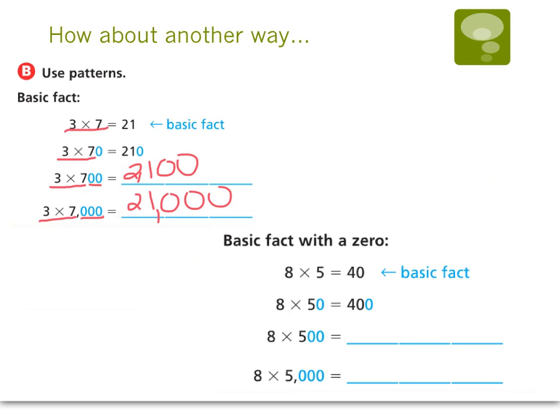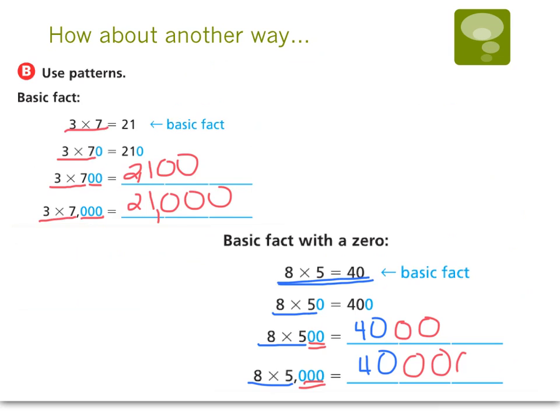Now, it's important to watch for a basic fact that already has a 0 in it, like 8 times 5. 8 times 5 is 40, but I still have to add a 0 to get the answer for 8 times 50 of 400. In all of these examples, 8 times 5 is 40. But when I add my extra zeros, 2 for 500 and 3 for 5,000, I get my answers of 4,000 and 40,000.